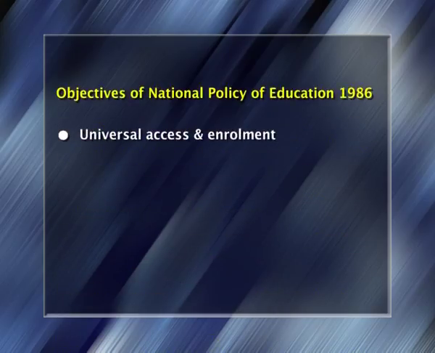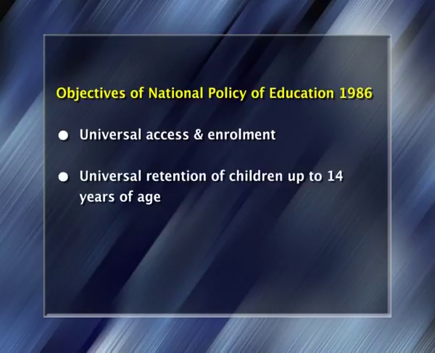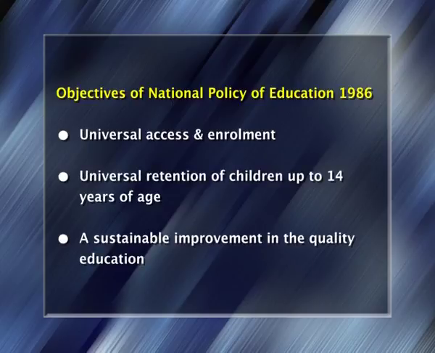The main objective of the National Policy of Education of 1986 was to establish a national system of education, which implies that all students, irrespective of caste, creed, sex, and religion, have access to education of a comparable quality. The major objectives of the National Policy of Education 1986 are mainly universal access and enrollment, universal retention of children up to 14 years of age, and a sustainable improvement in the quality of education.